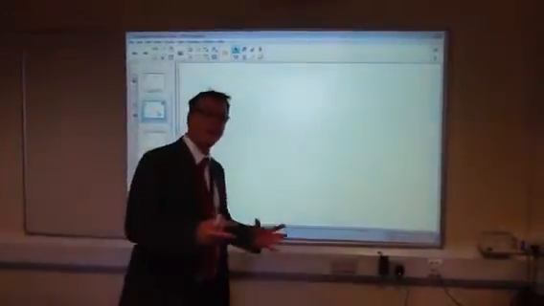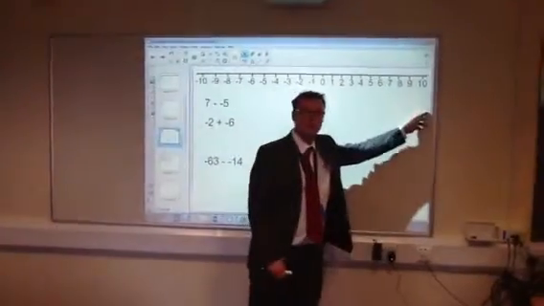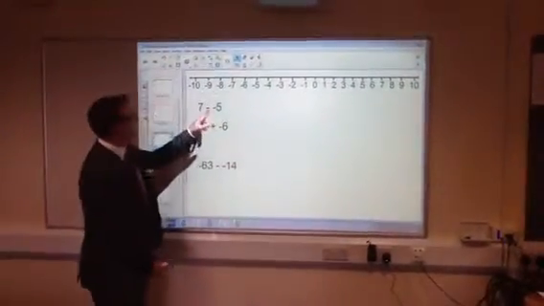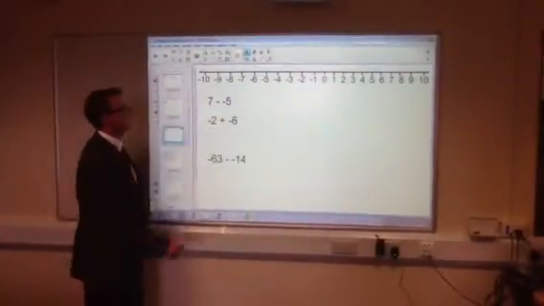Okay, today we're going to look at calculating with negative numbers. So remember, the first thing we should do is always use a number line to give us a hand. We've got two different things going on here: when there's two minuses in the middle, and when there's a plus and a minus.